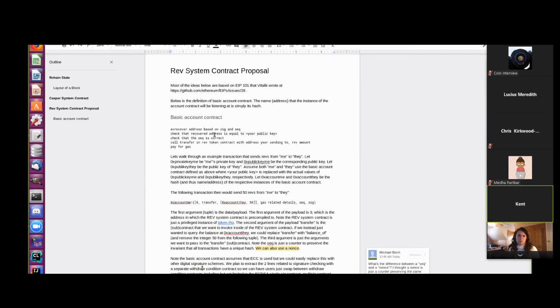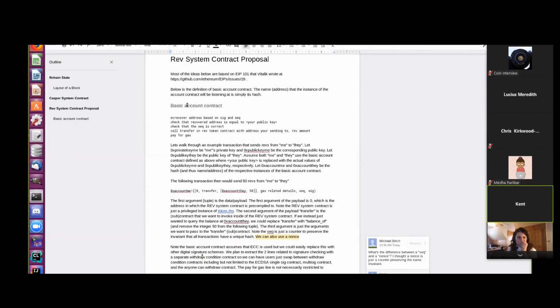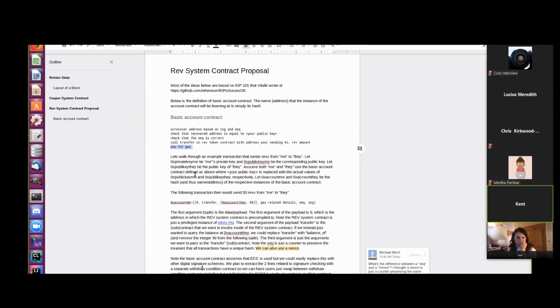Exactly. Yes. So the basic account contract essentially recovers, based on your signature, the address. These two lines prove that you own the public private key corresponding to this account. And you check the nonce related thing. This is just to ensure that each transaction is unique. And then once you pass those preconditions, you can actually move Rev tokens from your account to another one.